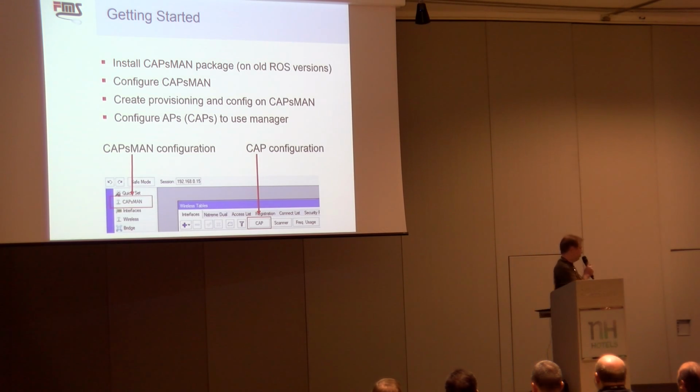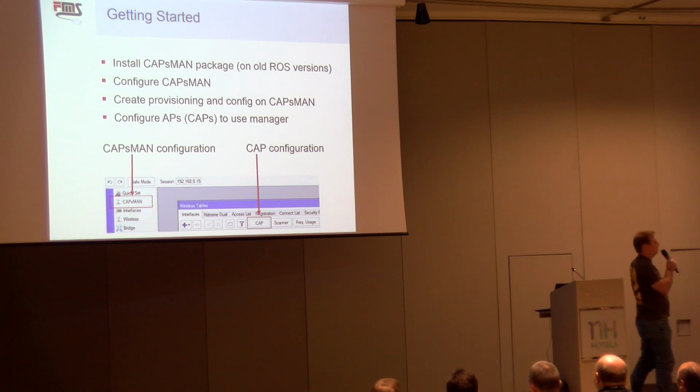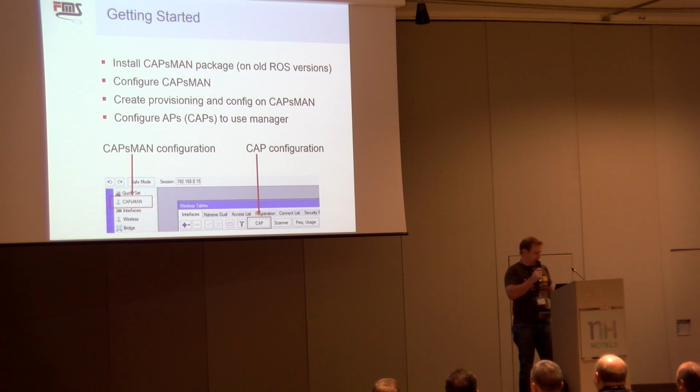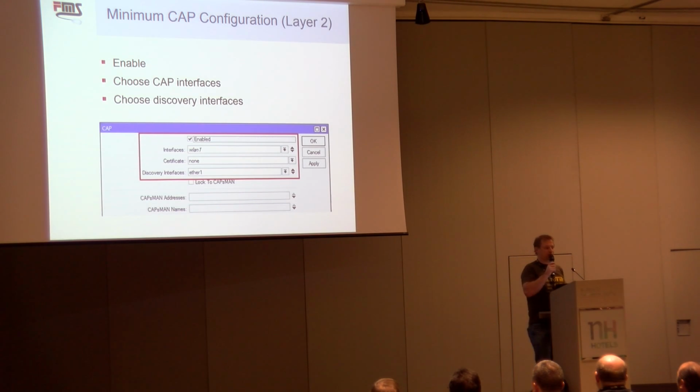The controller's configuration is done in the main menu at the CAPsMAN button, while the access point is configured in the wireless window on the CAP button. To get the CAP, the access point, going, just enable the feature. So you enable it to talk to the CAPsMAN, and then you can choose which of its wireless interfaces should be provisioned. That's what you see in the wireless setting over here. Usually you want to provision all of its interfaces.